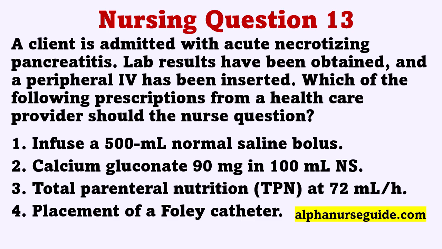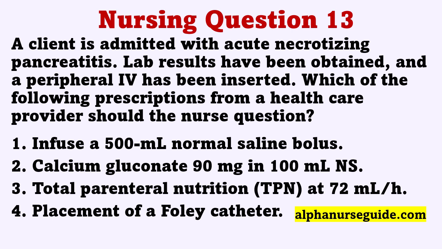The correct answer is 3. Total parenteral nutrition at 72 ml per hour. Clients with acute necrotizing pancreatitis should remain nothing by mouth with early enteral feeding via the jejunum to maintain bowel integrity and immune function. TPN is considered if enteral feedings are contraindicated.